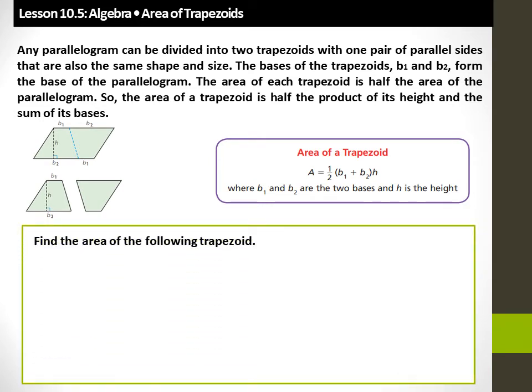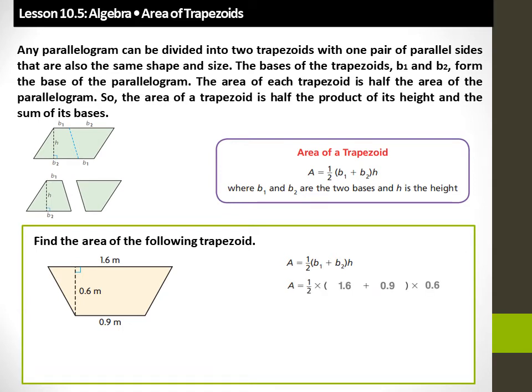Find the area of the following trapezoid. A is equal to half B1 plus B2 times height. So it's equal to half times 1.6 plus 0.9 times 0.6. The answer is 0.75. So the area of this trapezoid is 0.75 meters squared.